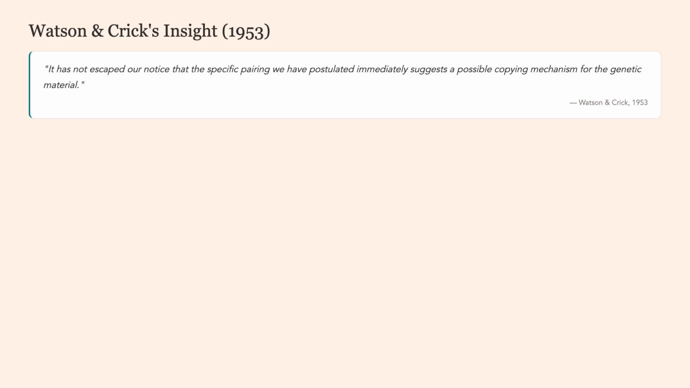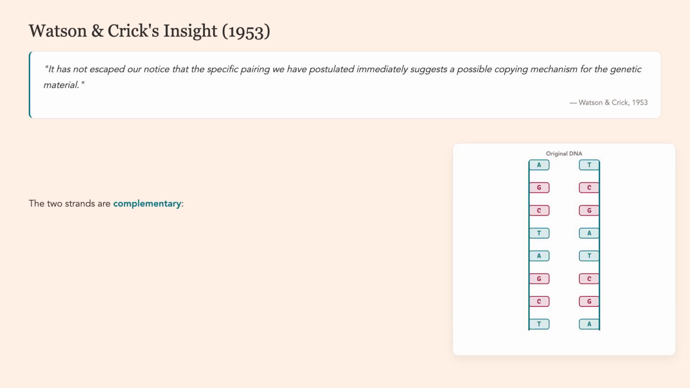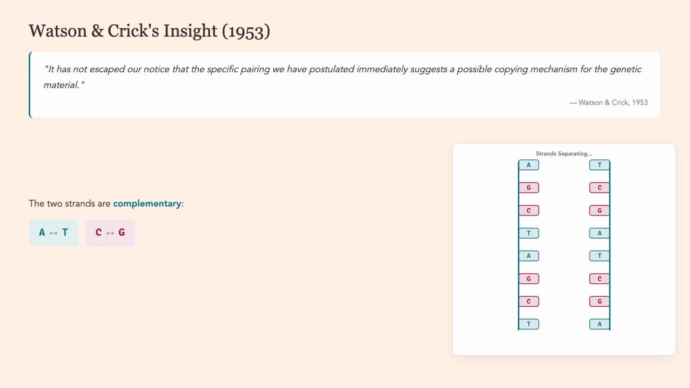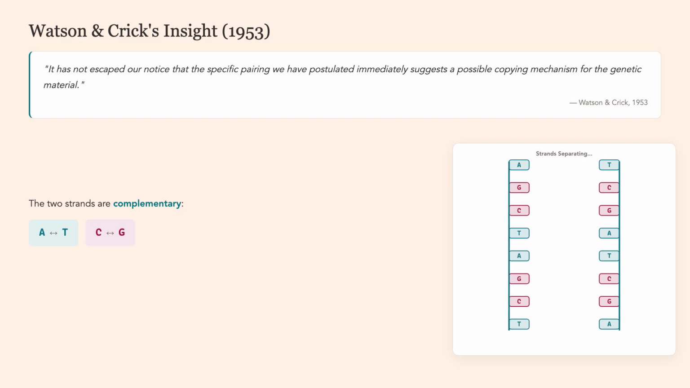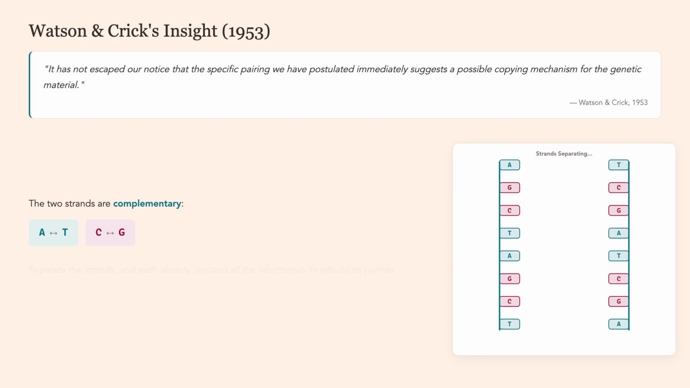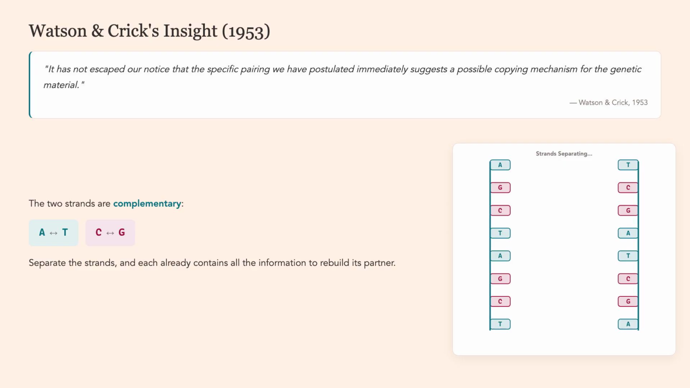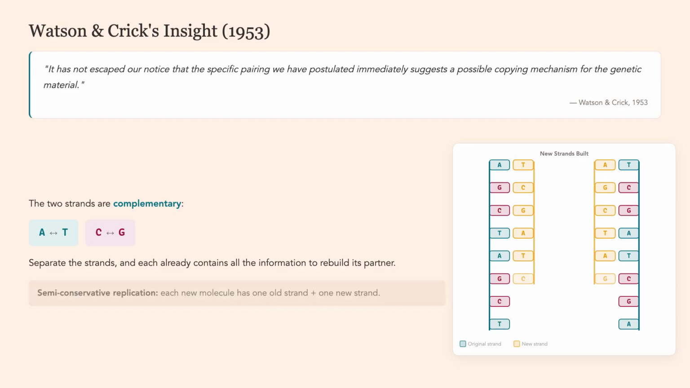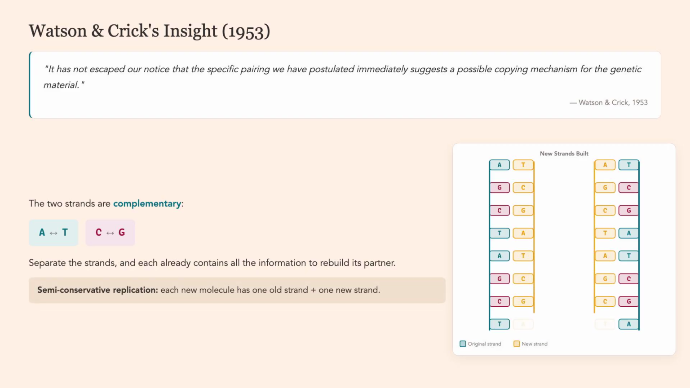Their key insight was beautifully simple. The two strands of the DNA double helix are complementary. Adenine always pairs with thymine. Cytosine always pairs with guanine. This means that if you separate the two strands, each strand already contains all the information needed to rebuild its partner. Each original strand serves as a template for building a new complementary strand. The result is two complete double-stranded DNA molecules, each containing one old strand and one newly synthesized strand. This process is called semi-conservative replication because each new molecule conserves half of the original.